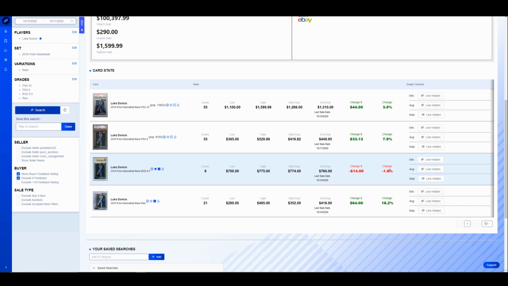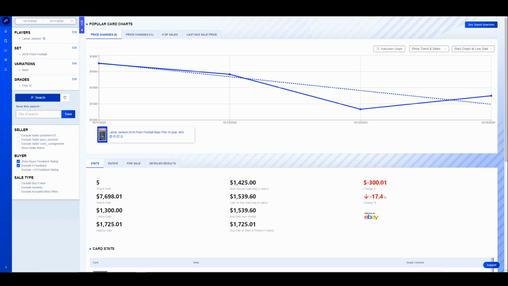Not at all, but I would not sub to them at the moment given their prices and their turnaround times. But once again, I kind of use Luka as one of the main market indicators, and over the last 7 days, his raw being up 20% and his major PSA cards being up a few percentage points to me is a healthy sign. So let's hop into football.